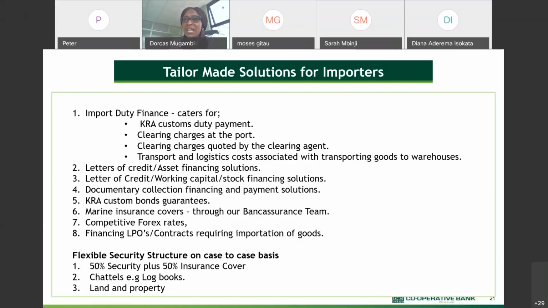We give KRA customs bonds, which are normally valid for between 1 year to 3 years. And again, this is a discussion that we can take up with individuals because some of them will require certain structuring. Flexibility in our securities, yes, that I said is there, and that is why we have given the various structures. There's one where we only take 50% of your security. There's another one where we are willing to look at what chattels you have, and then of course there's land and property. So I hope that addresses that.